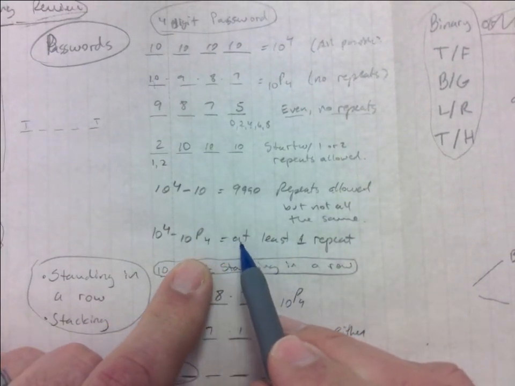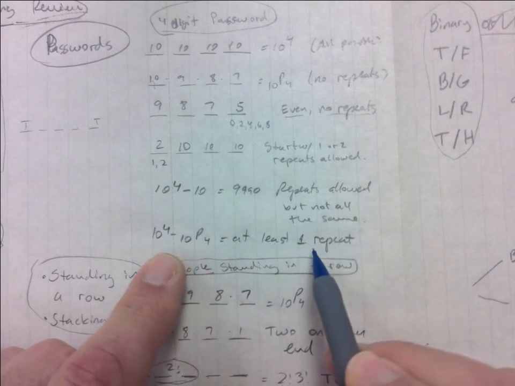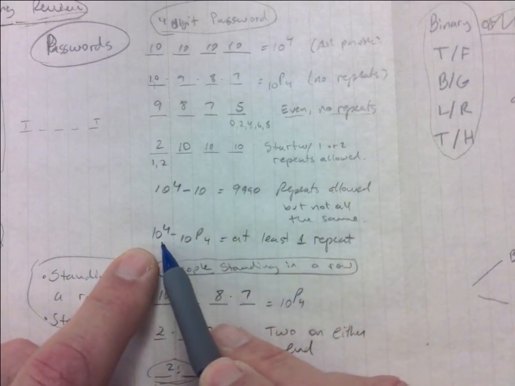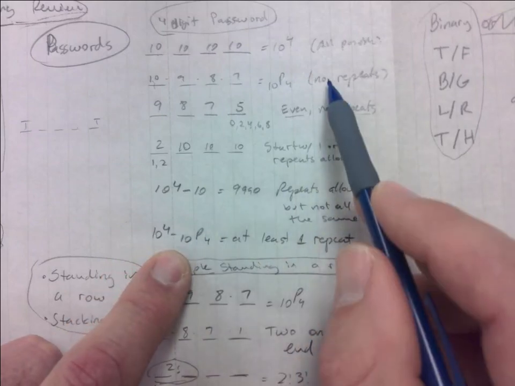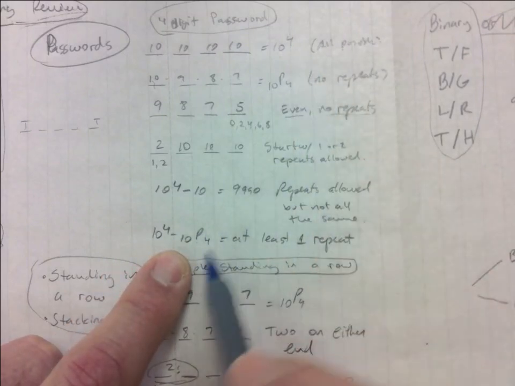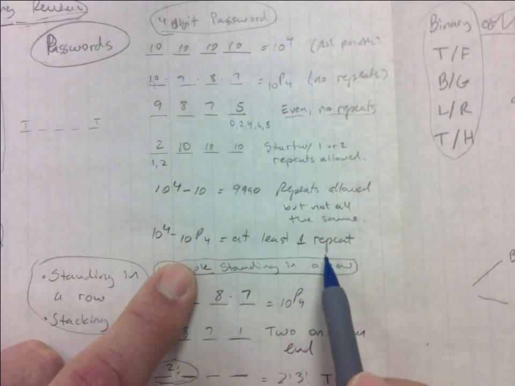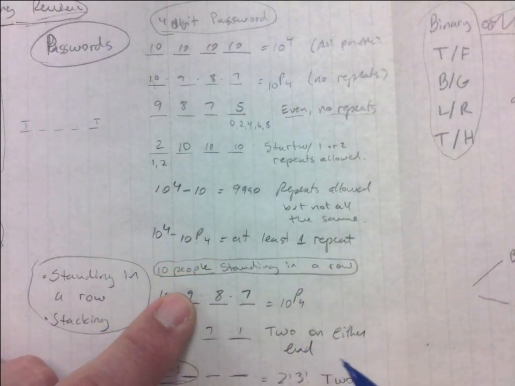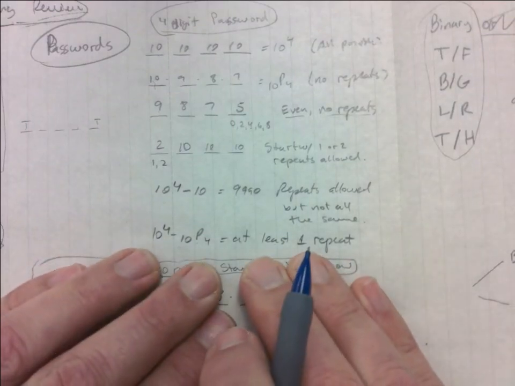If it says at least one repeat is allowed, we go total, so 10,000 minus no repeats. That's a very classic one as well. So then you're left with all the ones that have at least one repeat. So that is your passwords.